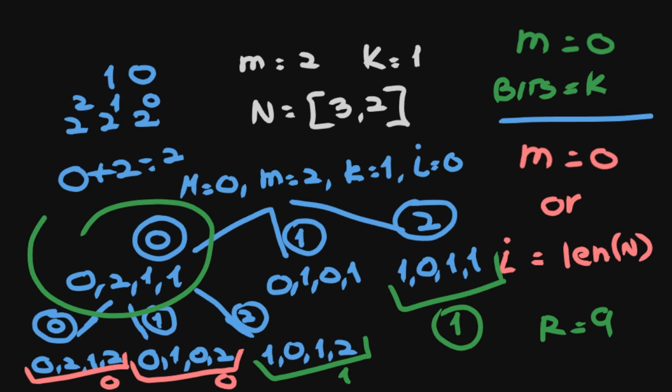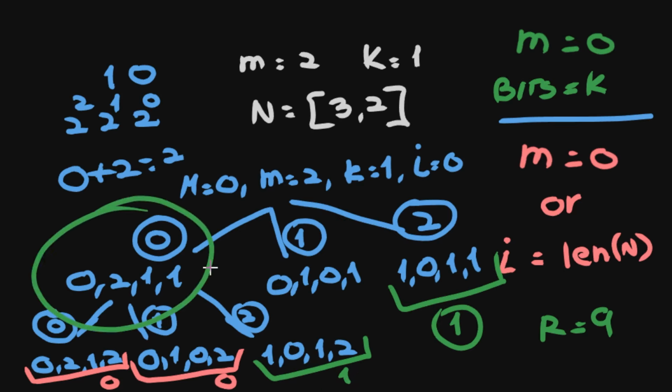Now if we continue with this branch, here we have an unsuccessful base case because this is a 2, here we reach the end of the array. Here we have another unsuccessful base case, so here and here we return 0. And here we have a successful case because m is 0 and the amount of set bits here is 1, and 1 is equal to the target k at this point, which is also 1, so we return 1.